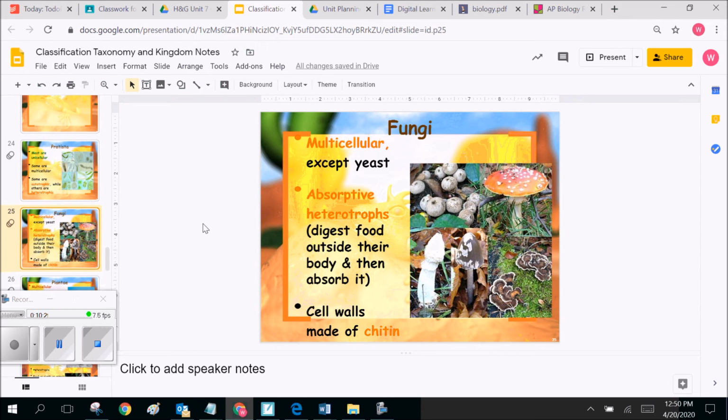Their cell walls are made out of something known as chitin, which interestingly enough is the same compound that helps to make the shells on crabs and other crustaceans. So chitin is a carbohydrate very much like cellulose in plants. And so we know that cellulose makes up the cell walls in plants, chitin makes up the cell walls in fungi, and it's just another rigid structure that helps to protect and give shape to these organisms, just like the cell wall in plants.